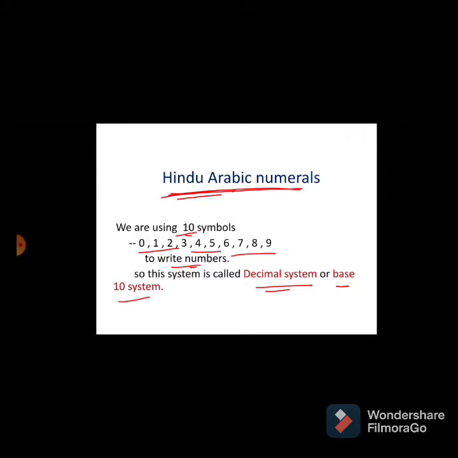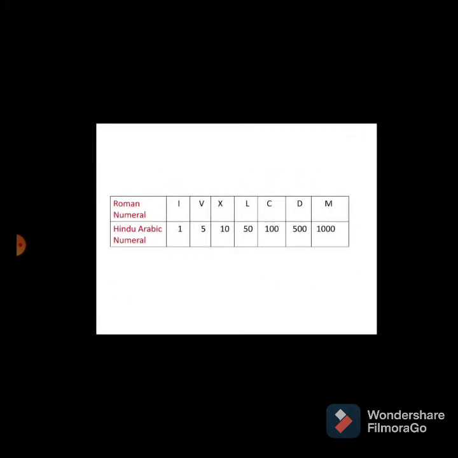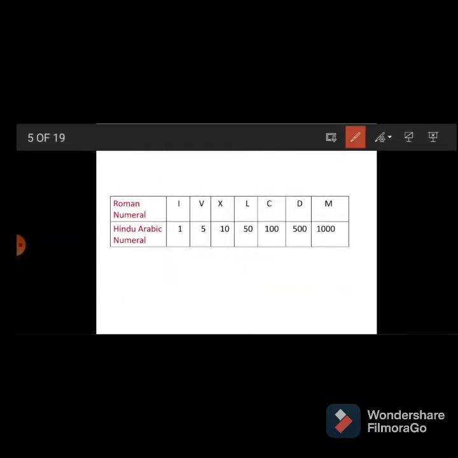Then see, what is the difference between Hindu-Arabic numerals and Roman numerals? In Hindu-Arabic numerals, 1 we write like this, and in Roman numerals, the symbol used is I. In Hindu-Arabic, 5, in Roman numerals it is V, 10 means X, 50 means L, 100 means C, 500 means D, and 1000 means M. So a total of 7 symbols are used in Roman numerals to write a number.